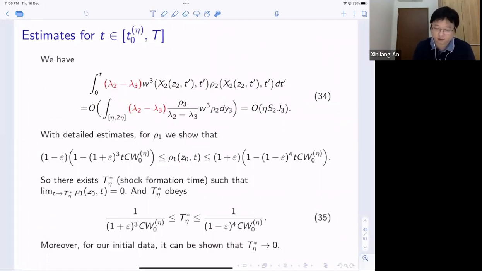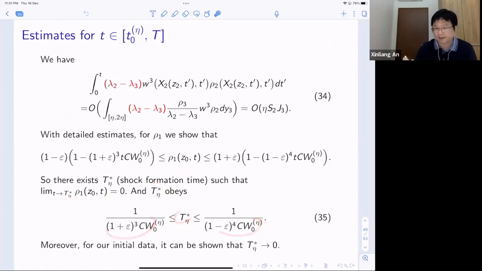And also we can control the rho one in a very precise way. We can show the rho one with both lower and upper bounds. W naught is the initial data we construct. Within these upper and lower bounds, we know that within the time T eta star, which is bounded by these two bounds, the rho one will go to zero. And this gives the shock formation time, which is bounded this way.